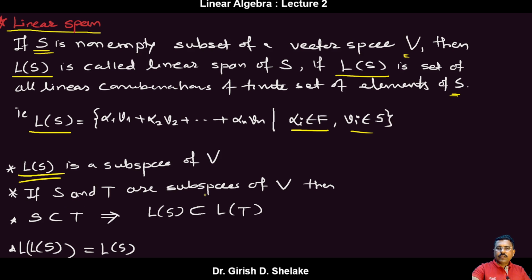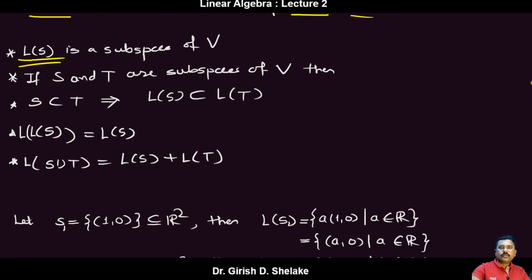Also, if S and T are subsets of vector space V, and S is a subset of T, then L(S) is also a subset of L(T). Now, in this case, we say that they are subspaces. Also, if we consider the linear span of a linear span, then it will give the same space, that is L(S). And the linear span of S union T is equal to the linear span of S plus the linear span of T.